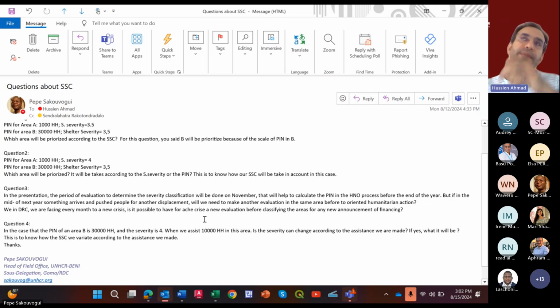We used to have this cycle. Okay, August, September, we produce a HNO, an HRP, and then we sleep until next year. We look at the needs again on a yearly basis. But it's important, as we have in protection, protection monitoring that is recurring every month or every couple of months, and you see the situation evolving. We would like to have this happening in the shelter cluster. We would like to see how the shelter situation is evolving throughout the year due to our response improving, due to a new crisis deteriorating, and so on.